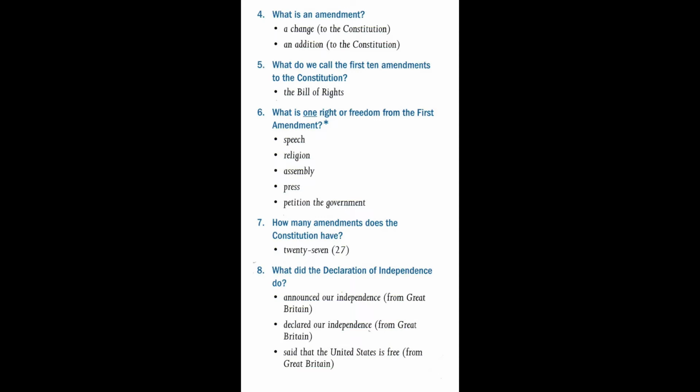6. What is one right or freedom from the First Amendment? Speech. Religion. Assembly. Press. Petition the government. 7. How many amendments does the Constitution have? 27. 8. What did the Declaration of Independence do? Announced our independence from Great Britain. Declared our independence from Great Britain. Said that the United States is free from Great Britain.